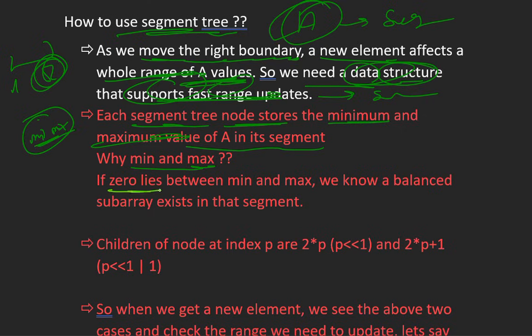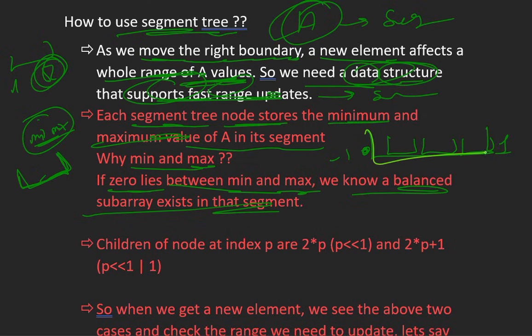Suppose 0 lies between min and max, then we know that a balanced subarray exists in this segment, right? Suppose this is a bigger segment, and we know the minimum is, say, -1 and the maximum is 1. So 0 is in between these two, right? So there is some subarray inside this bigger segment that is balanced. That's why we are storing minimum and maximum.